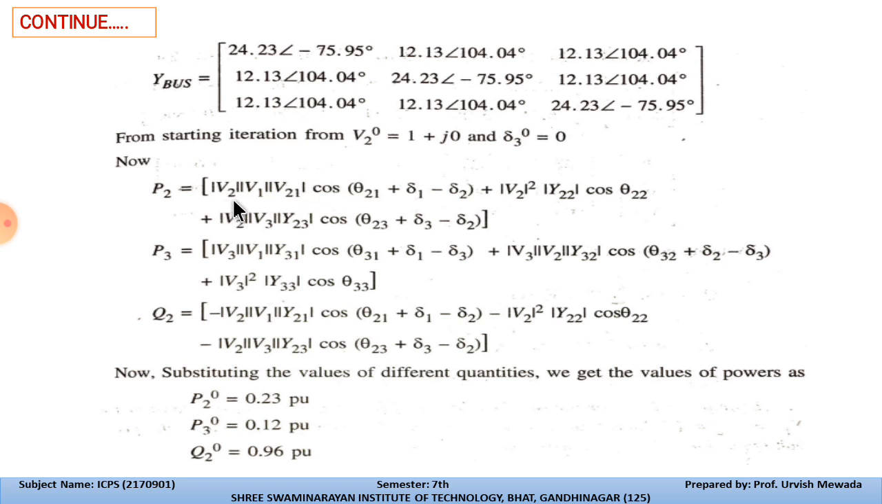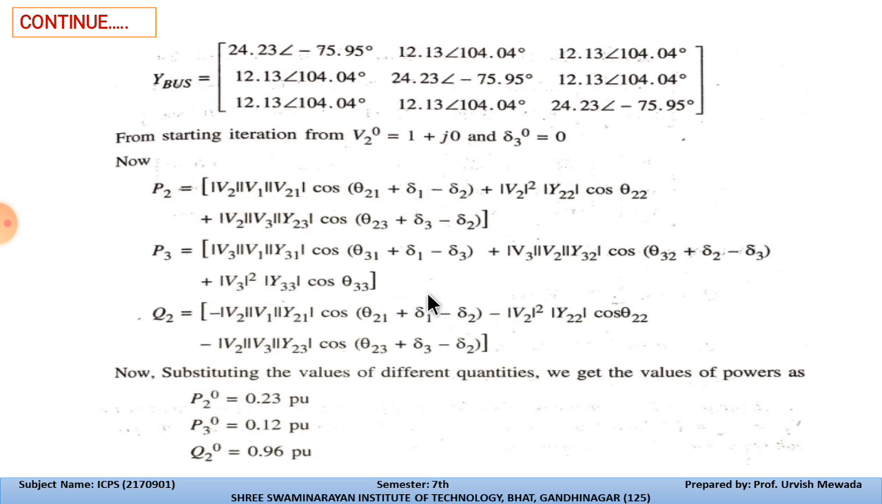Now the P2 is equal to, this is the equation that we already derived, that is |V2||V1||Y21| cos(theta21 + delta1 - delta2) + |V2|^2 Y22 cos theta22, then |V2||V3||Y23| cos(theta23 + delta3 - delta2). So these are the equations that we follow to calculate the value of the power of P2 and P3.